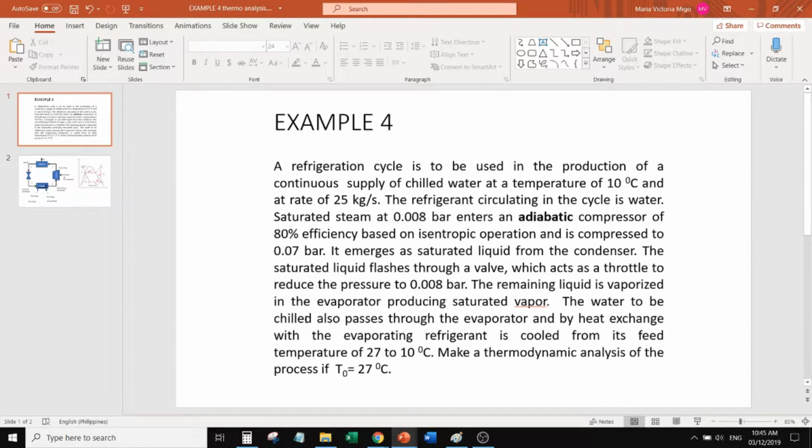The water to be chilled also passes through the evaporator, and by heat exchange with the evaporating refrigerant is cooled from its feed temperature of 27 to 10 degrees. So the original temperature of the water that is to be cooled is 27. So take note, this is not the refrigerant. This is the supply of chilled water. The requirement is to make a thermodynamic analysis of the process if the surrounding temperature, or T0, is 27 degrees.